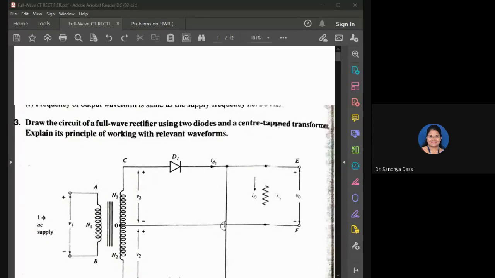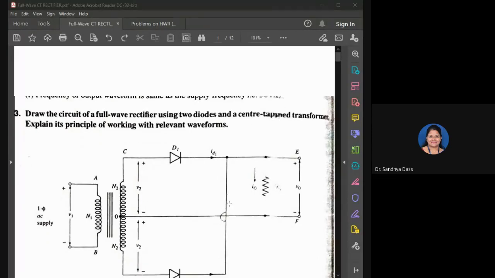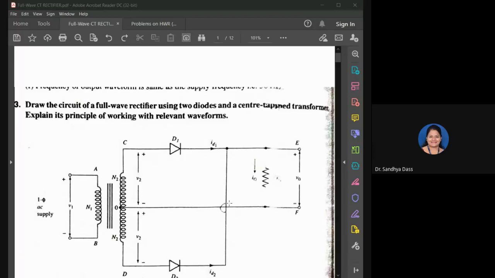Okay, I hope you are able to see the screen here, the PDF file. Yes, ma'am. Okay, so here, all right. Now we will proceed with the full wave rectifier.